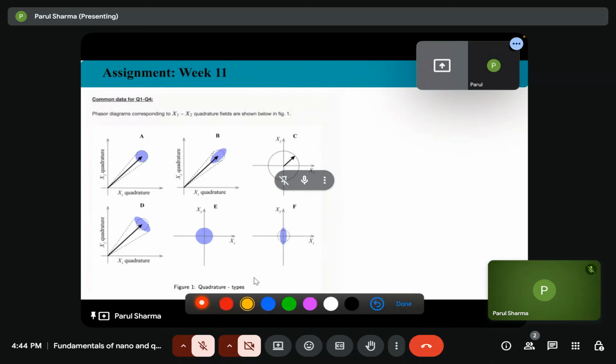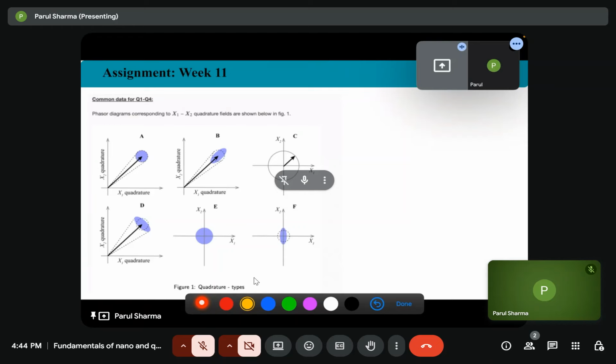Now coming to the assignment. So phasor diagrams corresponding to x1 and x2 quadrature fields are shown in figure 1. So here we have been given six figures. So what is the question it's first asking? So we saw that this is A.